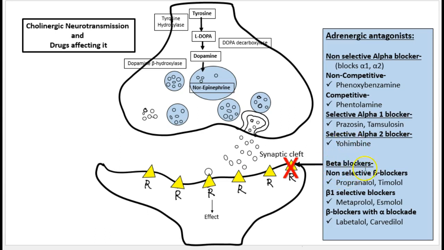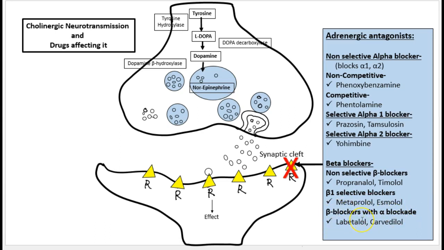Now on the other side, we also have beta blockers. Beta blockers are the drugs which selectively block beta receptors. In that we have non-selective beta blockers, which block both beta 1 as well as beta 2 receptor. Examples include propranolol, timolol, whereas selective beta 1 blockers block only beta 1. And the examples include metoprolol, esmolol, atenolol.